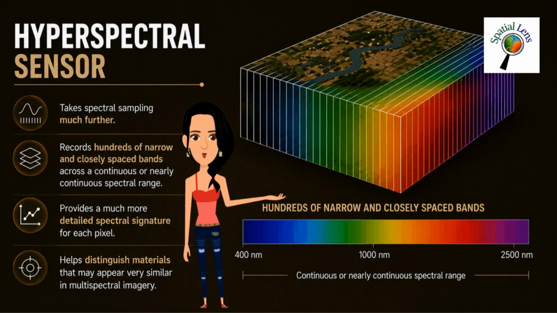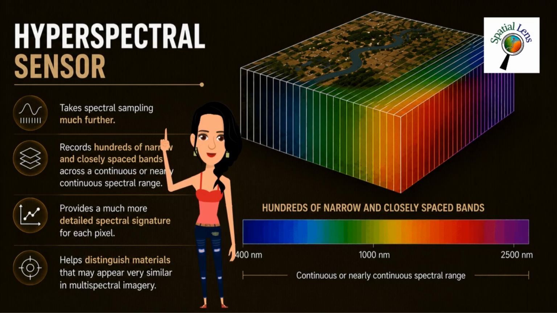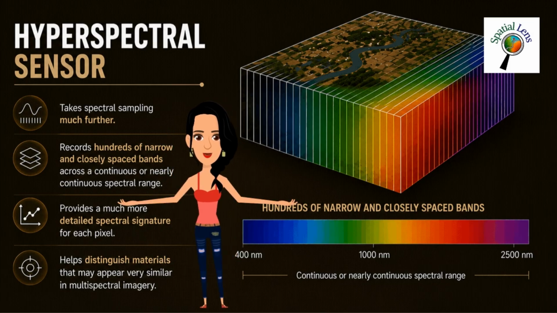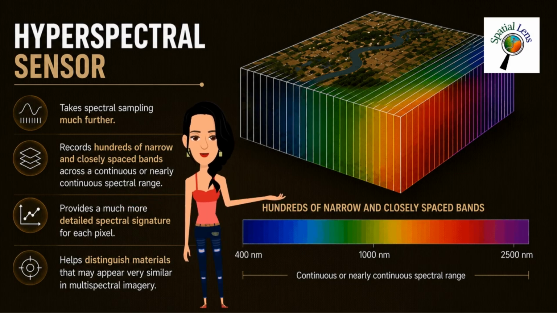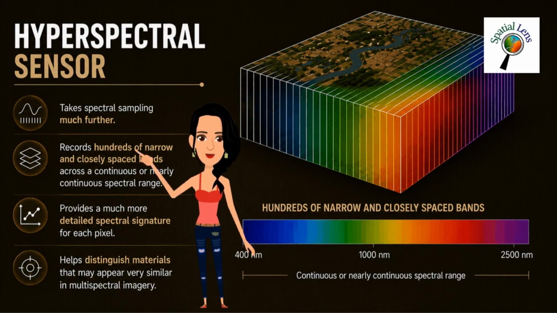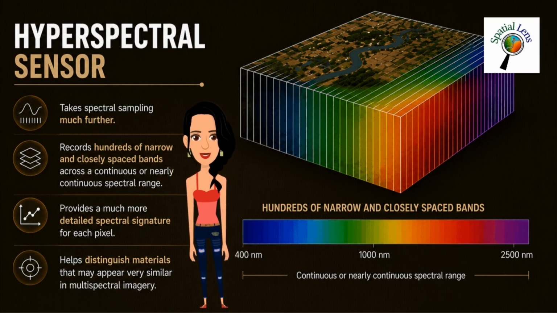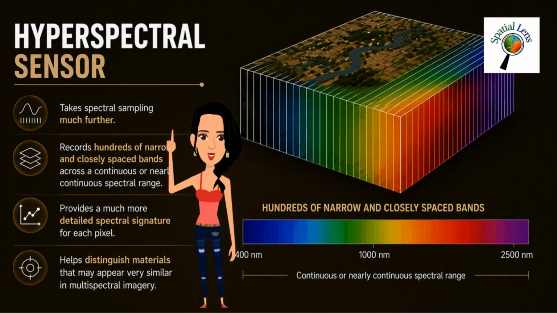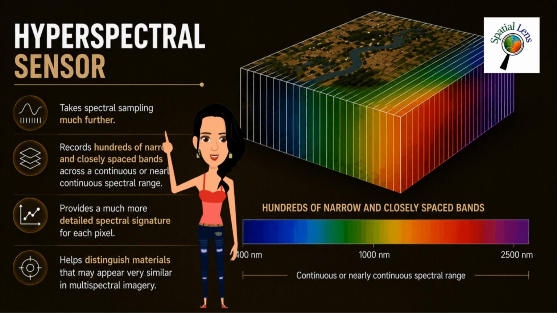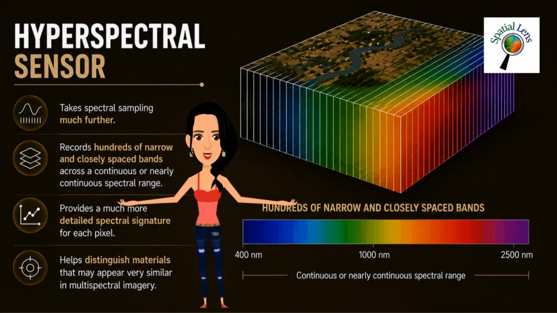A hyperspectral sensor takes spectral sampling much further. Instead of recording only a few broad bands, it can record hundreds of narrow and closely spaced bands across a continuous or nearly continuous spectral range. This provides a much more detailed spectral signature for each pixel. Because different materials can have subtle differences in their spectral response, hyperspectral data can help distinguish materials that may appear very similar in multispectral imagery.